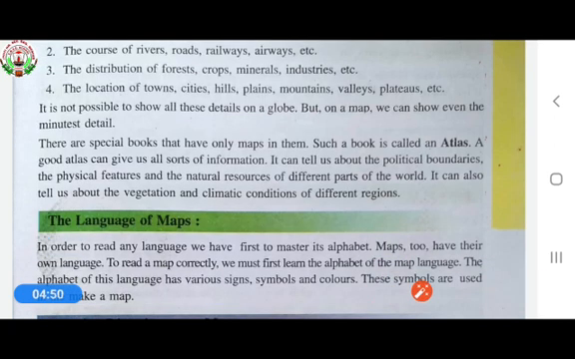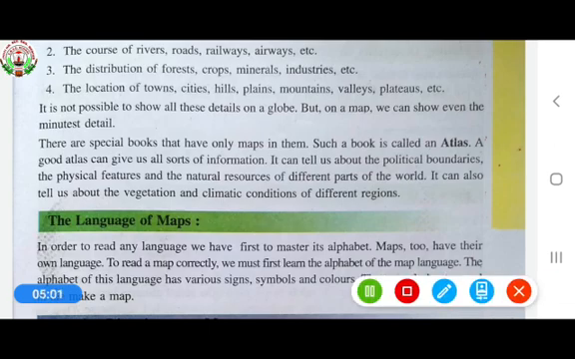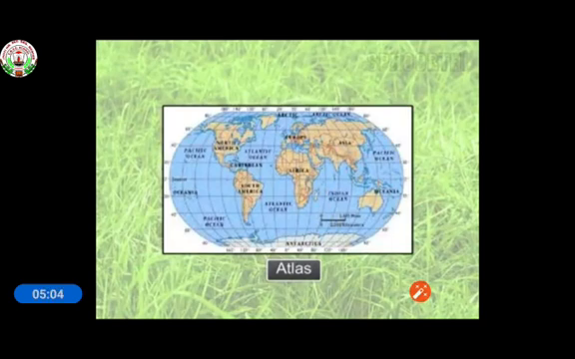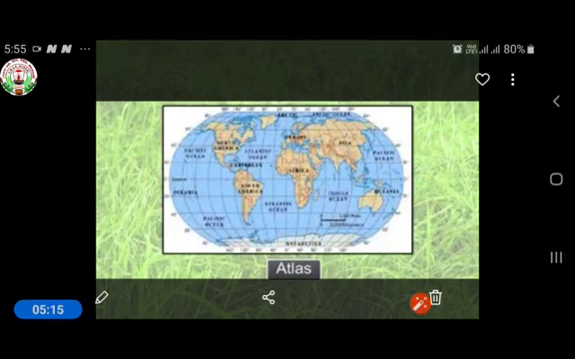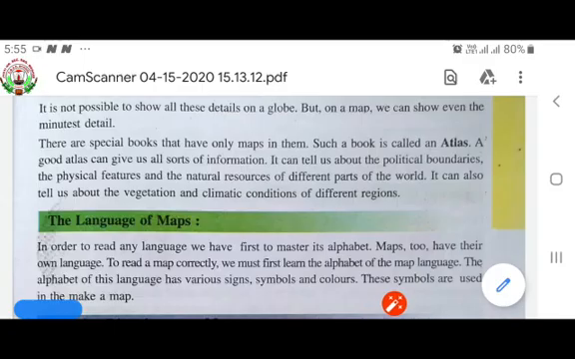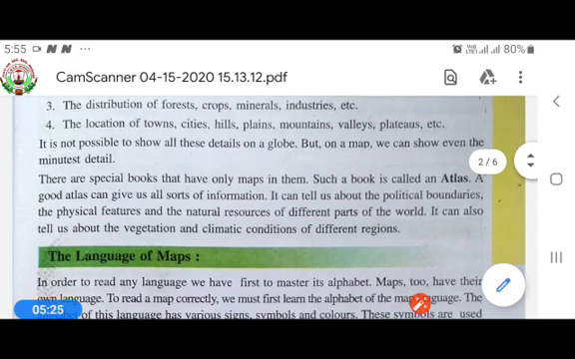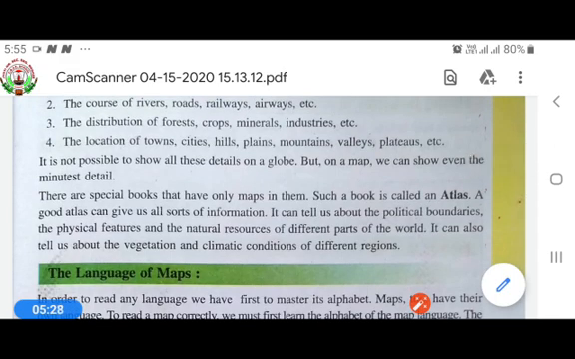Now students, I will tell you what an atlas is. There are special books that have only maps in them. Such a book is called an atlas. A good atlas can give us all sorts of information. It can tell us about the political boundaries, the physical features and natural resources of different parts of the world. It can also tell us about the vegetation and climatic conditions of different regions.